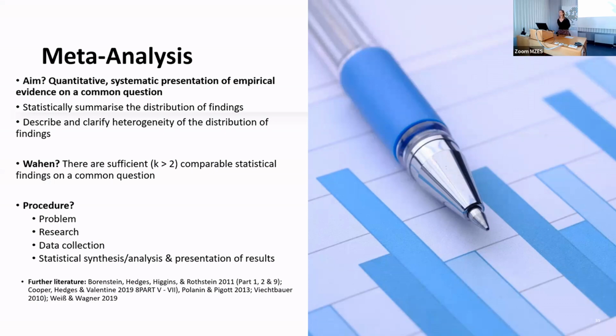And I usually recommend in the courses that at least 10, 12, 13 studies should be there, which measure exactly the same thing, to make sense of this and to include in your meta-analysis here. And here again, you have the procedure: you have the problem statement, you do the systematic search, you do the data collection in a systematic way, and then you have the statistical synthesis and analysis part and the representation of results.